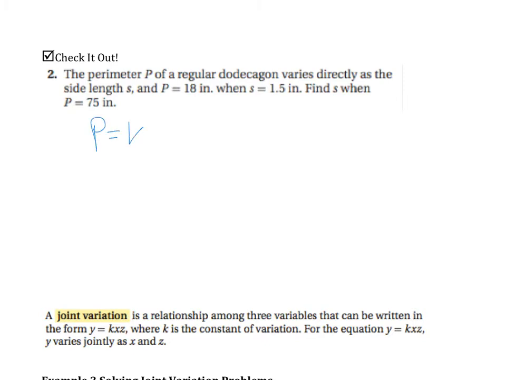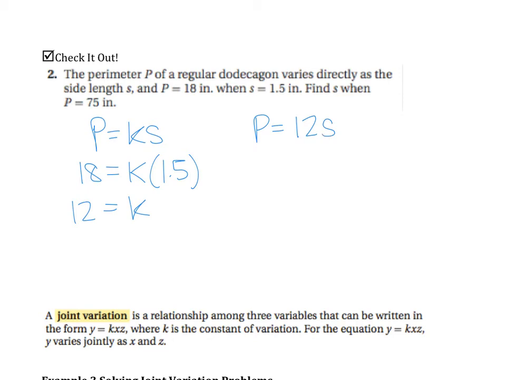Perimeter varies directly as side length. Perimeter is 18 when the side is 1.5. Find s when the perimeter is 75. And the units would be inches.